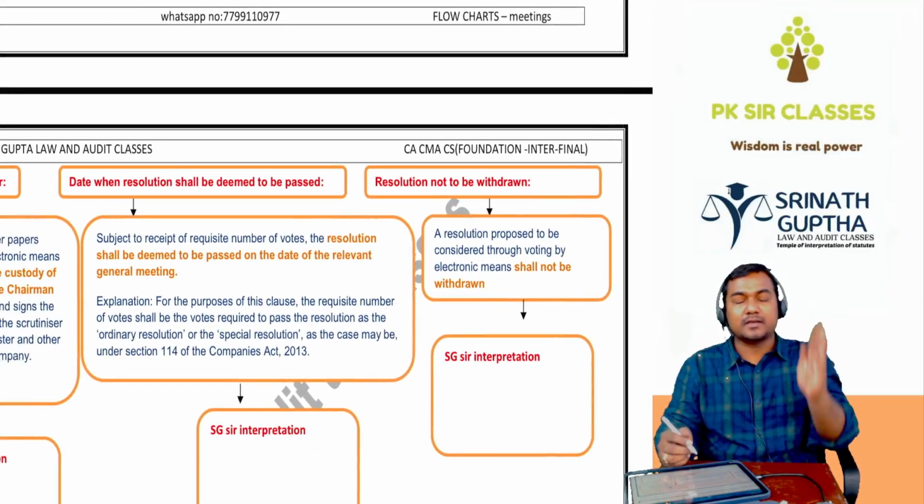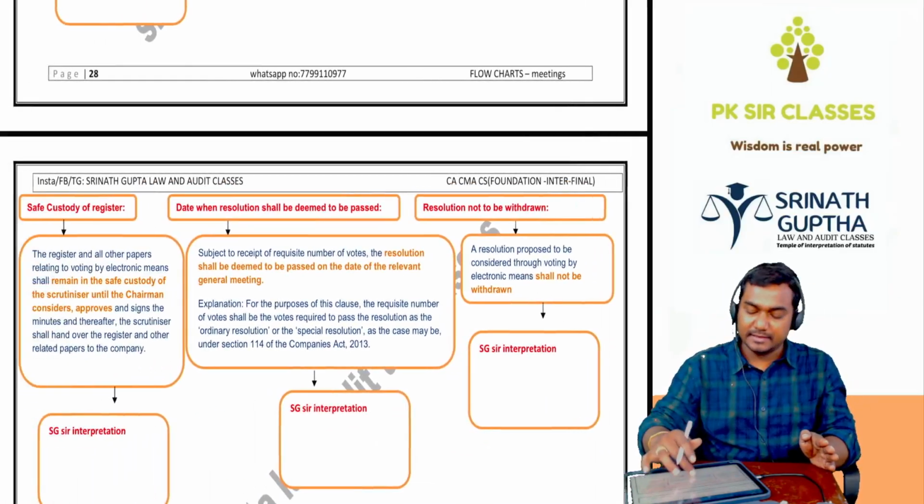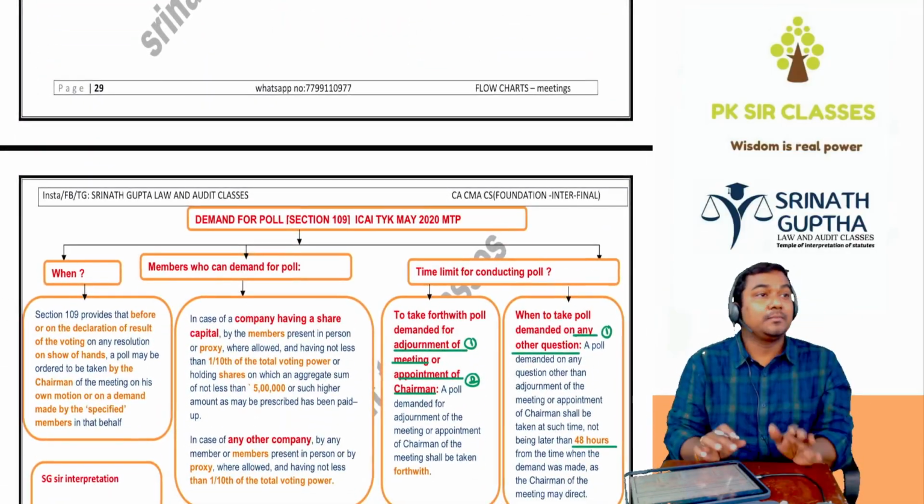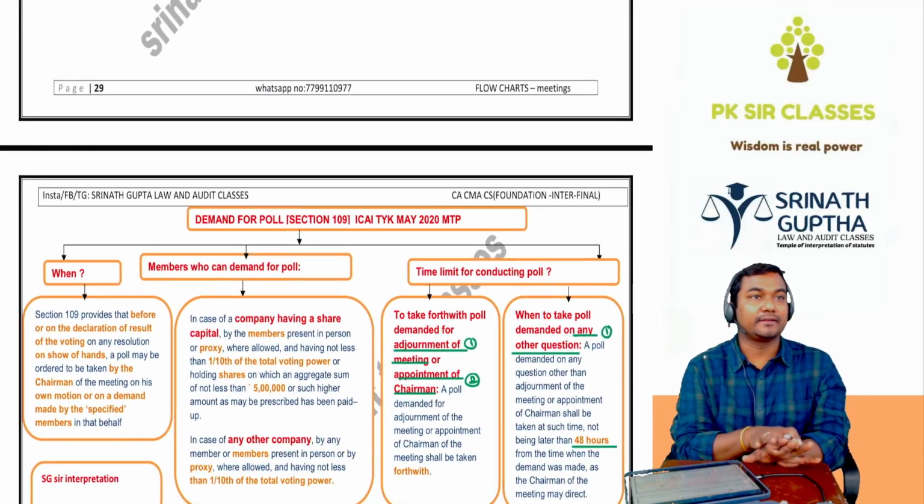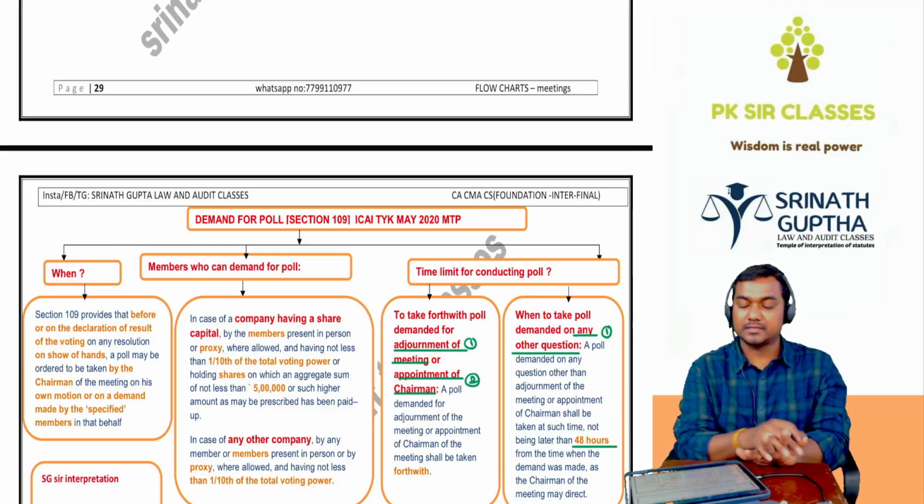So once a resolution is passed by e-voting, it is deemed to be passed in the general meeting itself. This is all about the process of e-voting. A very, very lengthy concept and an important concept from the exam point of view also.